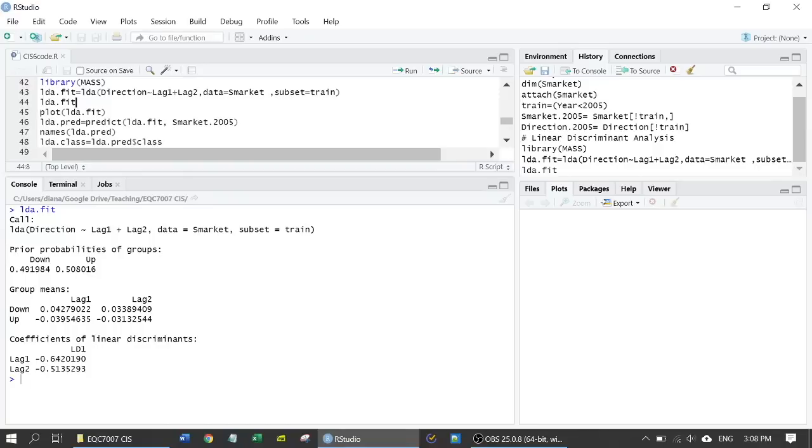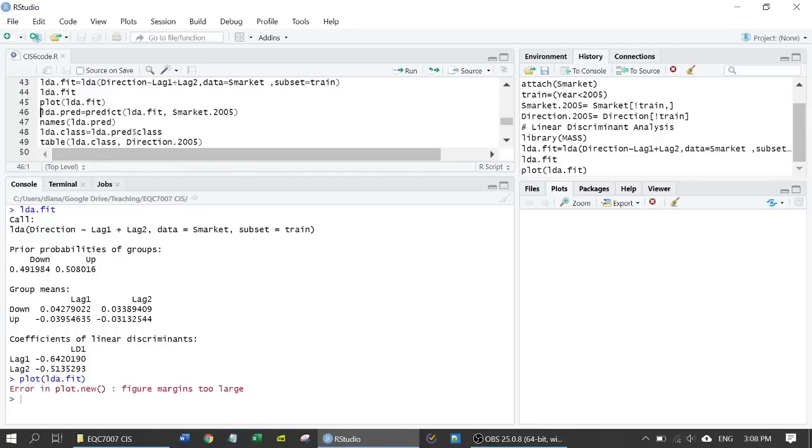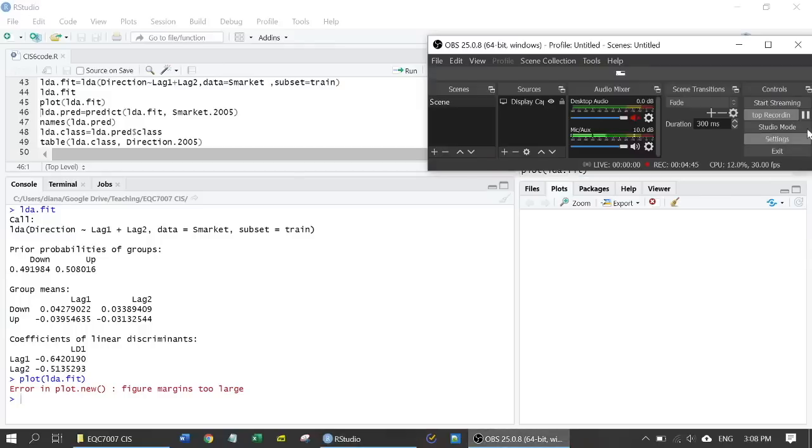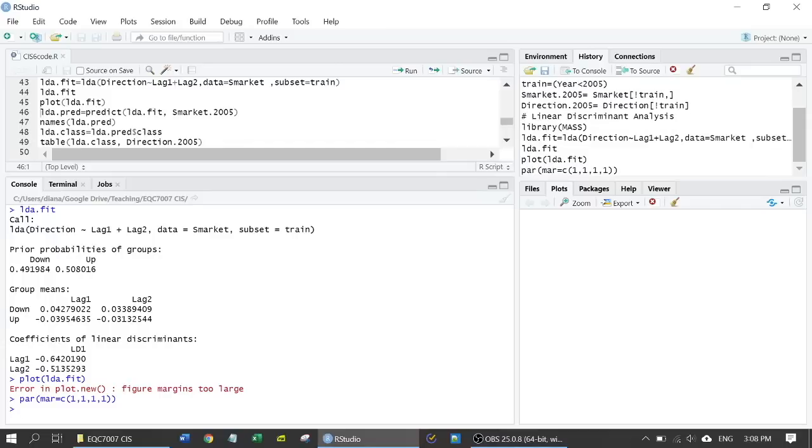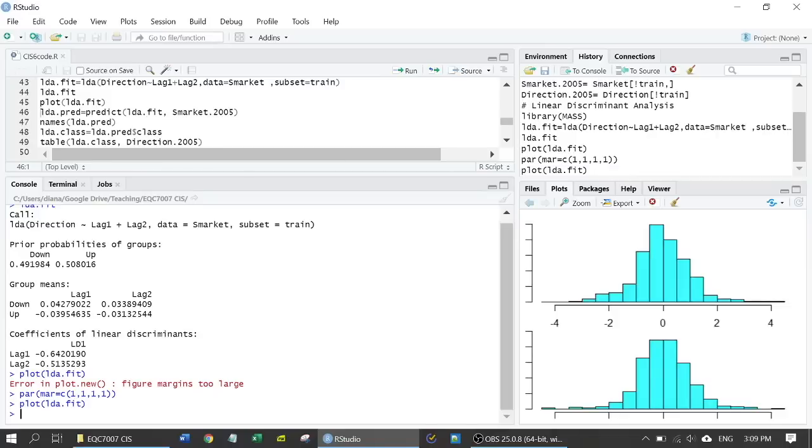Okay, so now we have already looked at the model output, and now I just want to run this function plot. Okay, figure margin too large. I believe that we have to do something here. So this is what I usually do. If there's an error in plot.new, what I did just now was I just copied this and brought it to Google, and Google gave me the answer, and I just ran this, and it should work perfectly after this. Trust me.